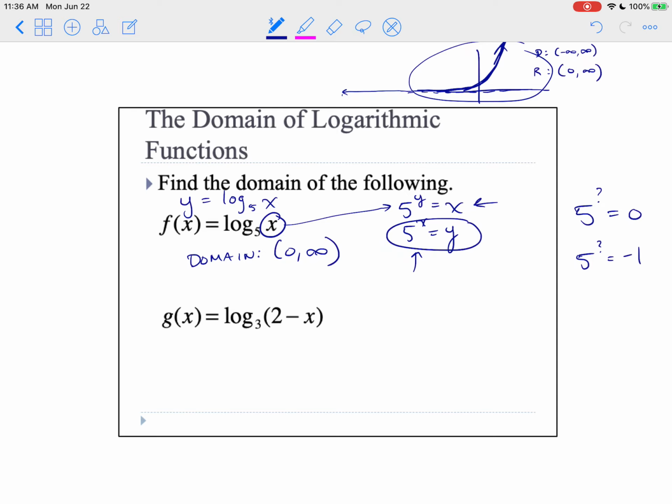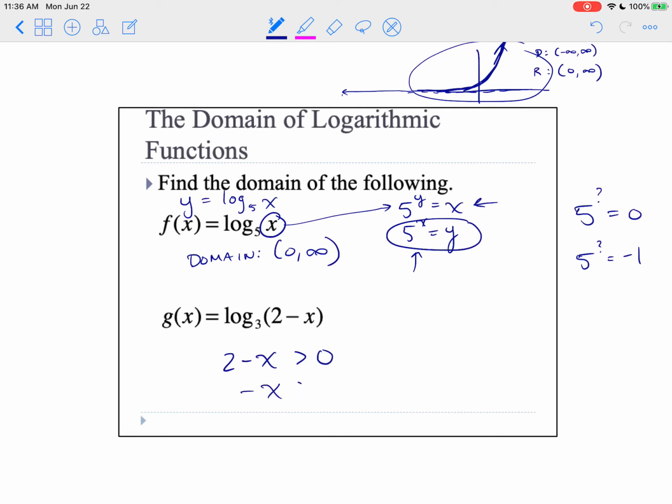So looking at g of x here, instead of figuring out what the inverse function is and how it's shifted up or down or whatever it happens to be to find the range, what I can do instead is just say, well, I just want to know when 2 minus x is positive. I want what's inside my logarithm to be positive, because when I raise 3 to any exponent, I'm going to get a positive number, right? So I can subtract 2 from both sides.